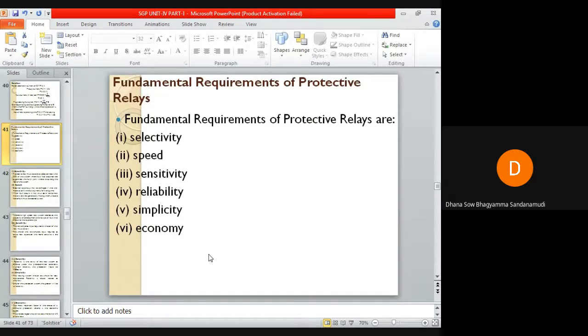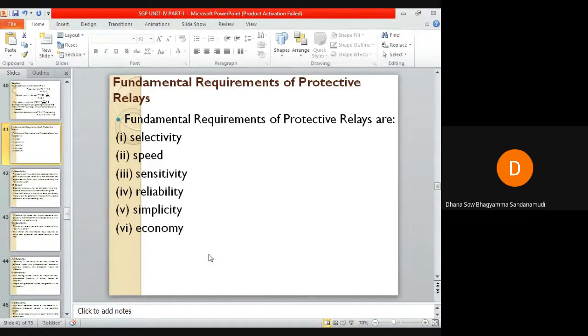Okay, next topic is fundamental requirements of protective relay. So the fundamental requirements are selectivity, speed, sensitivity, reliability, simplicity, and economy. So these are all the fundamental requirements of protective relay. Let us discuss one by one. Let us start with selectivity.